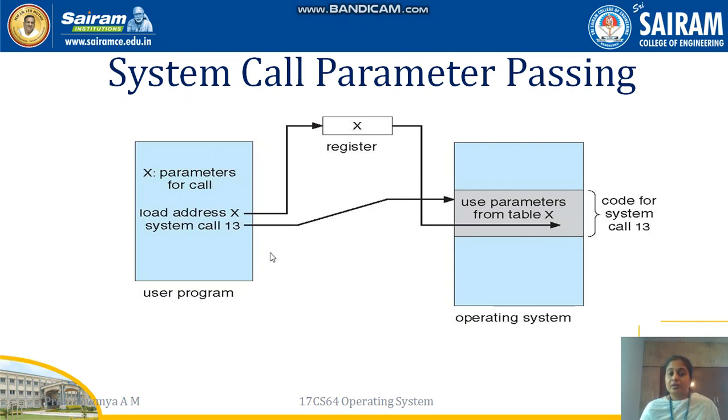So that system call goes directly to the operating system at the 13th system call. It uses the parameter from the table x. The code for system call 13 is available in this main memory block. With the help of x and the code of system call 13, the user application is executed.